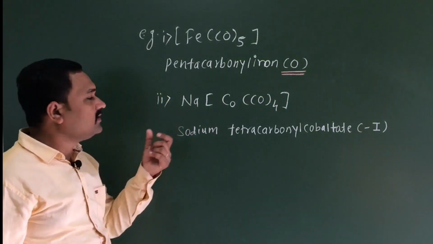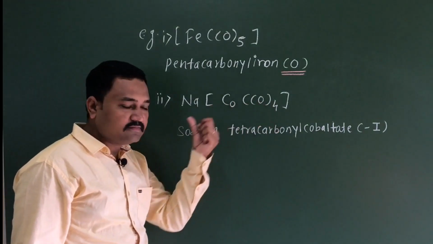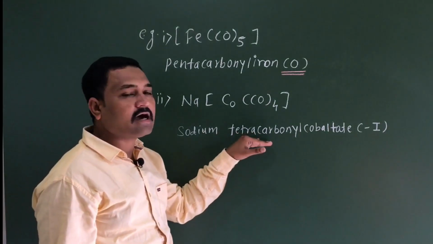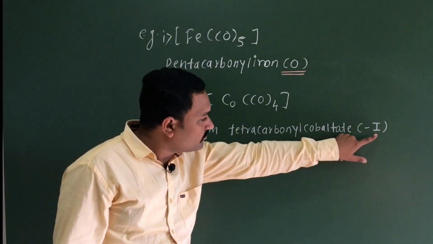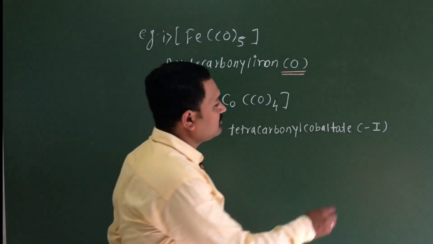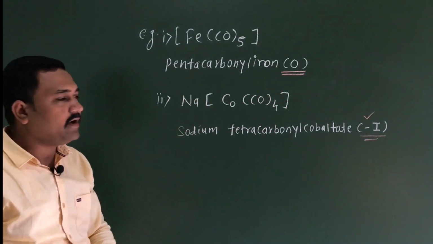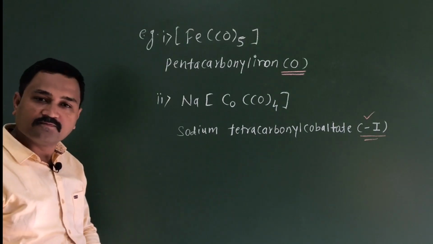Now the second example, that is Na[Co(CO)4], and its name is written as sodium tetracarbonylcobaltate, and its oxidation state is 1, but it is -1, hence I have put the minus sign here. So this is the simple point that you must note here. So this is about your rule number 7.